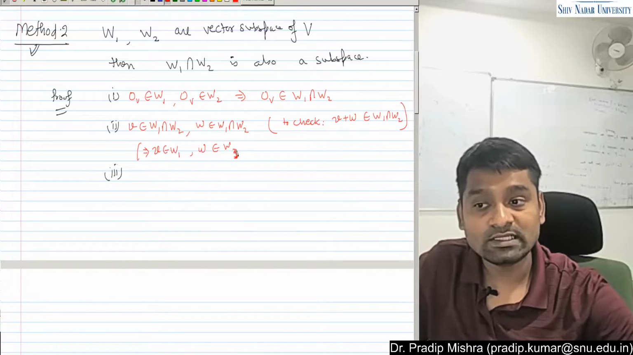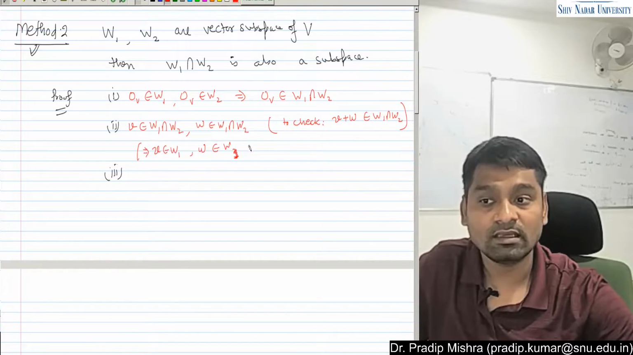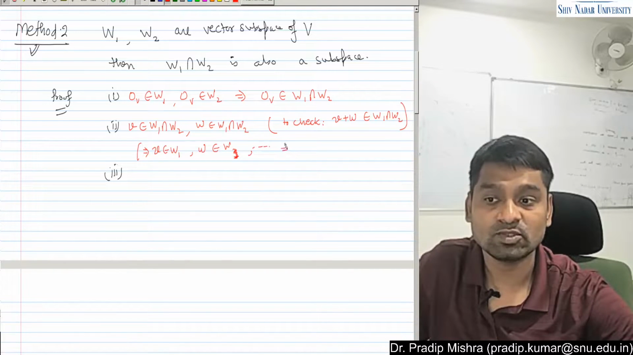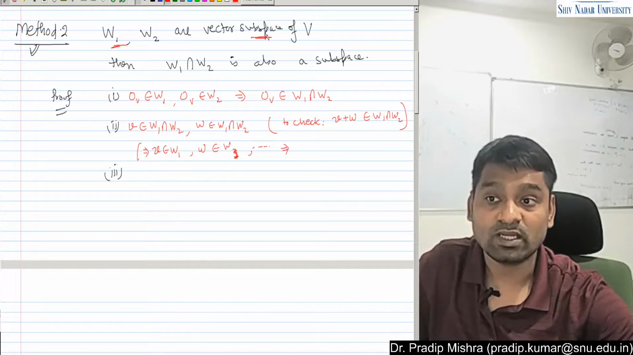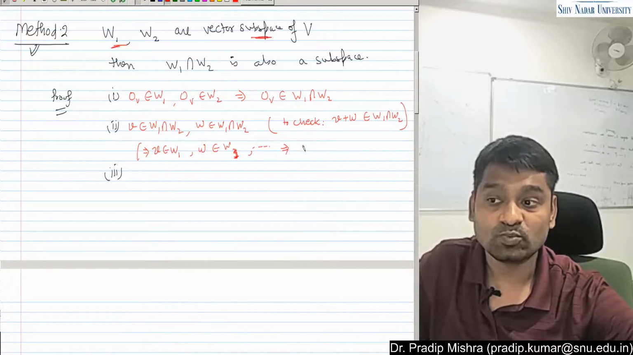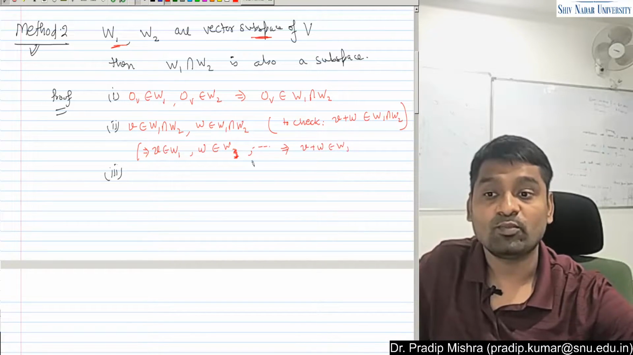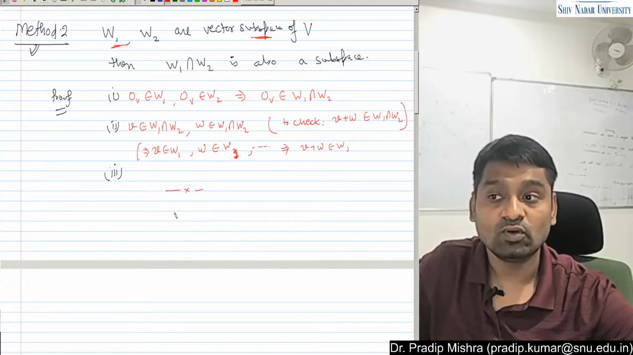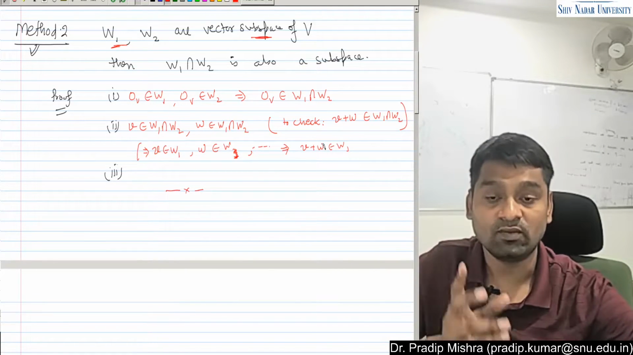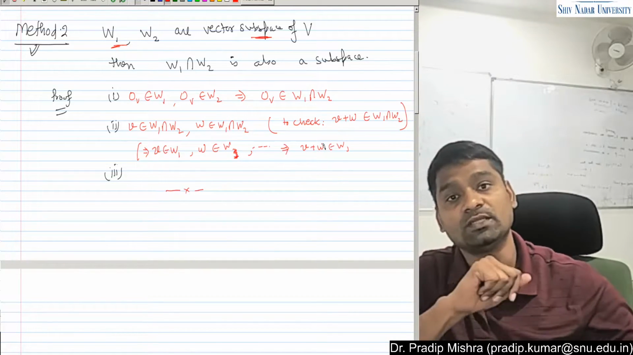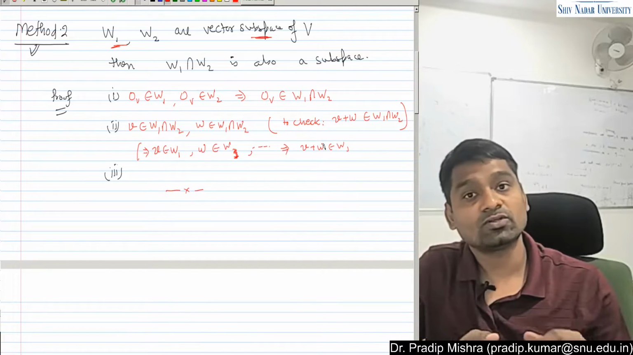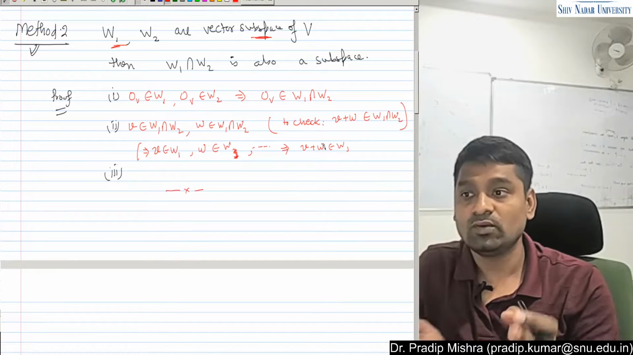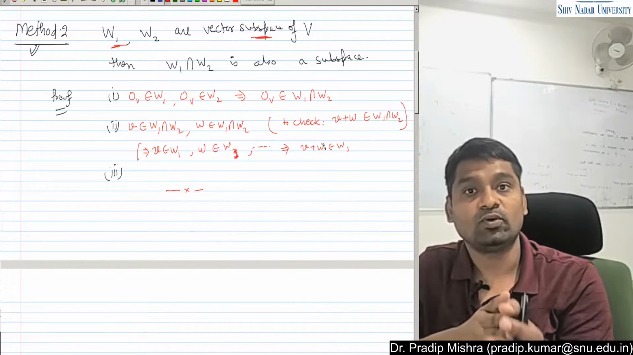Since W1 is a subspace, it is given that these are subspaces we are using, therefore v + w belongs to W1. Similarly, we can prove that v + w belongs to W2, and this implies that v + w belongs to W1 and v + w belongs to W2. So you will have v + w belonging to W1 intersection W2. Then we have proved the closure under addition for the intersection of the subspaces W1 and W2.